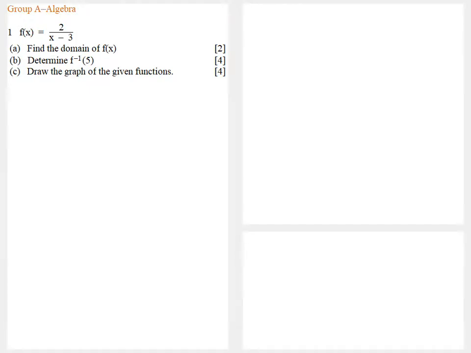Rajshahi, Higher Maths 2017, Question 1. We are given the function f(x) = 2/(x - 3). In part A, we've got to find the domain of f(x).